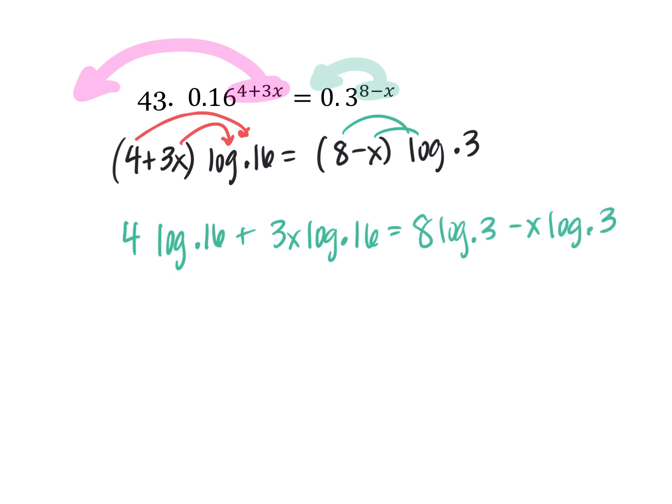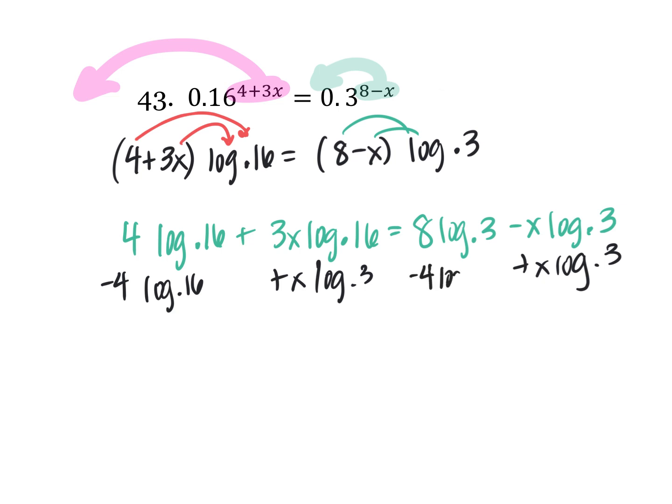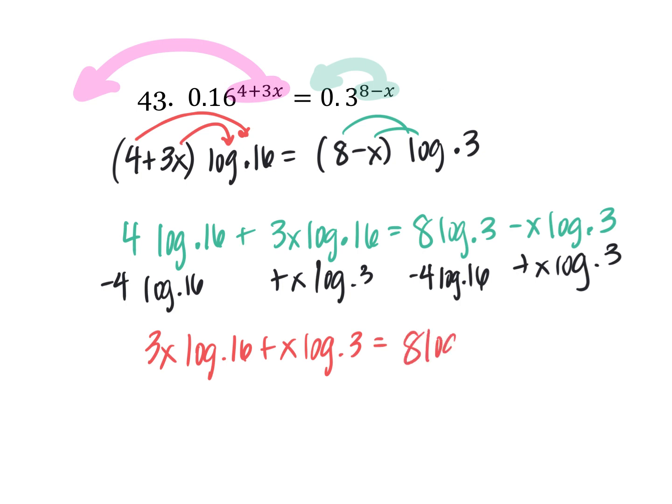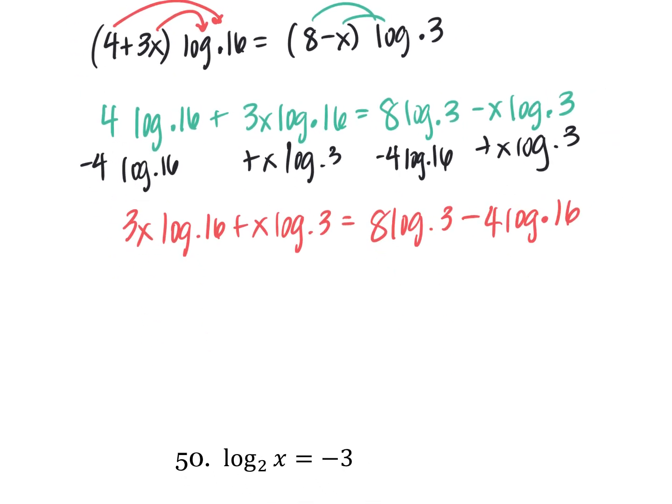Get all your X's on one side. Would you rather subtract 3X or add an X? Let's keep things positive. I'm gonna add an X log 0.3 and subtract 4 log of 0.16 all in one step. I don't want to have to write all this out again. Whew. Is there room for error here? Yeah. It's the easiest way to do it.